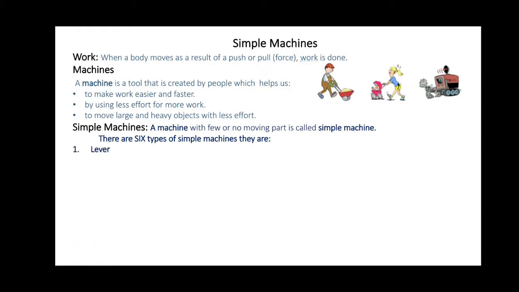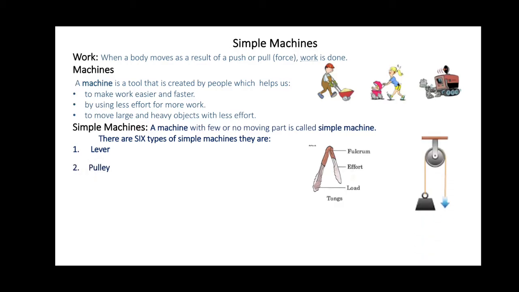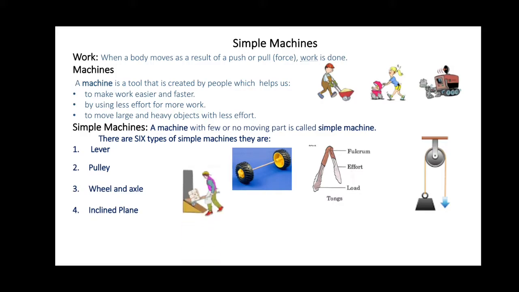So the first one is lever, and tongs are an example of a lever. Pulley: lifting a weight is an example of a pulley. Wheel and axle. Do you all know wheel is also a machine? It is also a kind of machine. Inclined plane: a ramp is an example of an inclined plane. Screw and wedge. But in today's lecture, we will discuss only lever and its types. So for that, open up your books, page number 71.